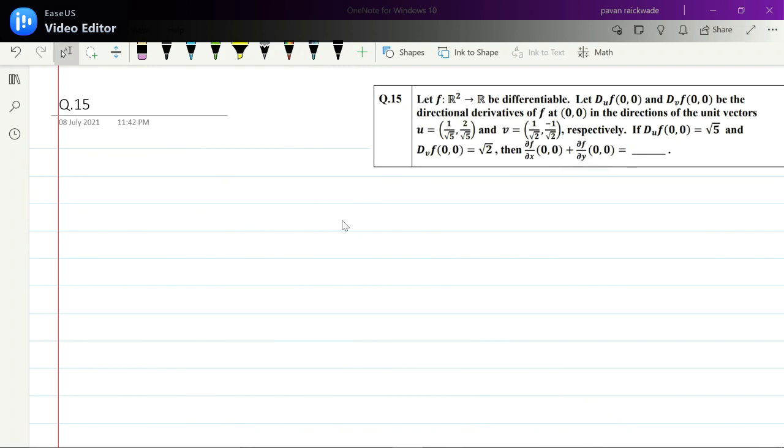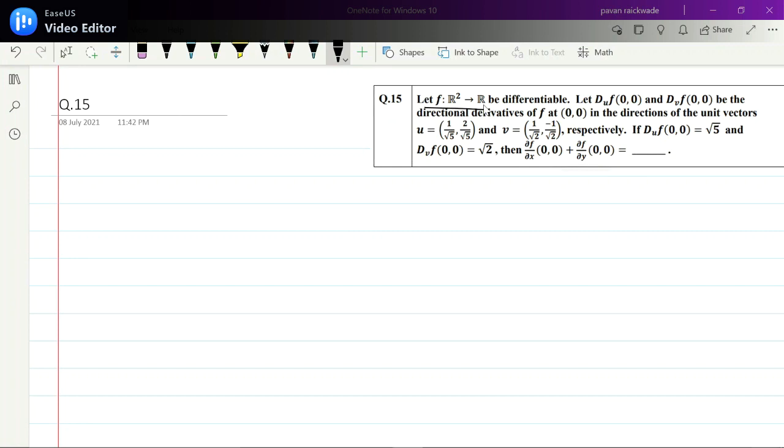In question number 15, we are given some information related to the directional derivative of f at point (0, 0) along two different directions u and v, and we need to compute fx at (0, 0) and fy at (0, 0). Okay, and the function f is also differentiable here.